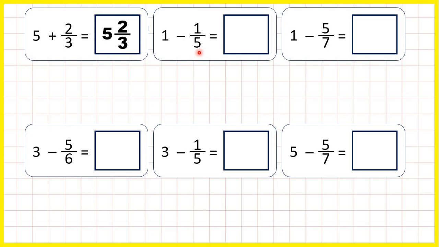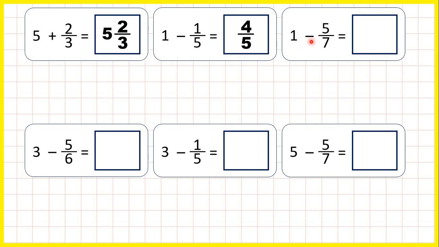Subtracting is a little bit trickier, so 1 minus 1/5 is 4/5, and that makes sense if you remember that 1 can be written as 5/5, because whenever you have a fraction with the same numerator and denominator, you have one whole. Or, using the inverse, 4/5 plus 1/5 would be 5/5, and 5/5 is the same as 1.